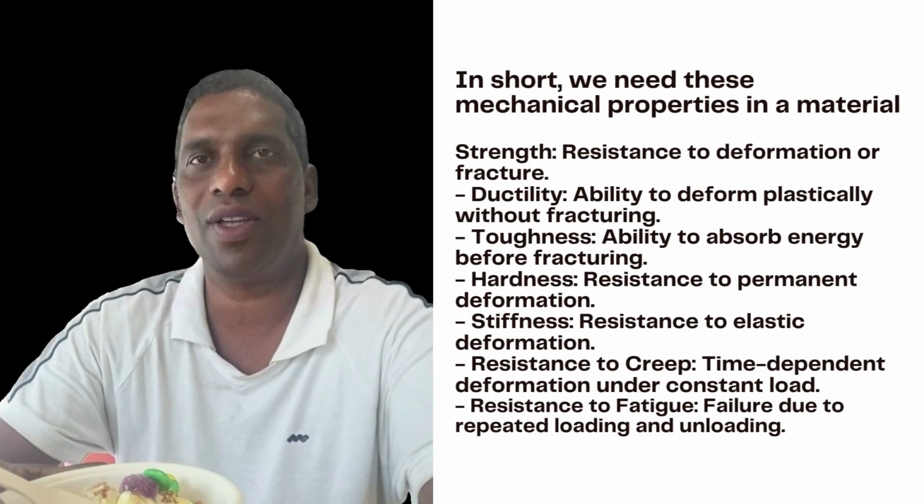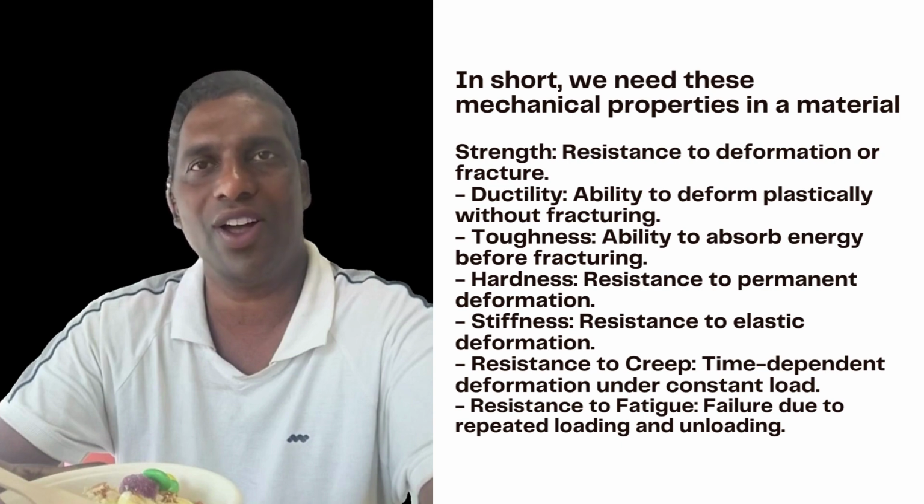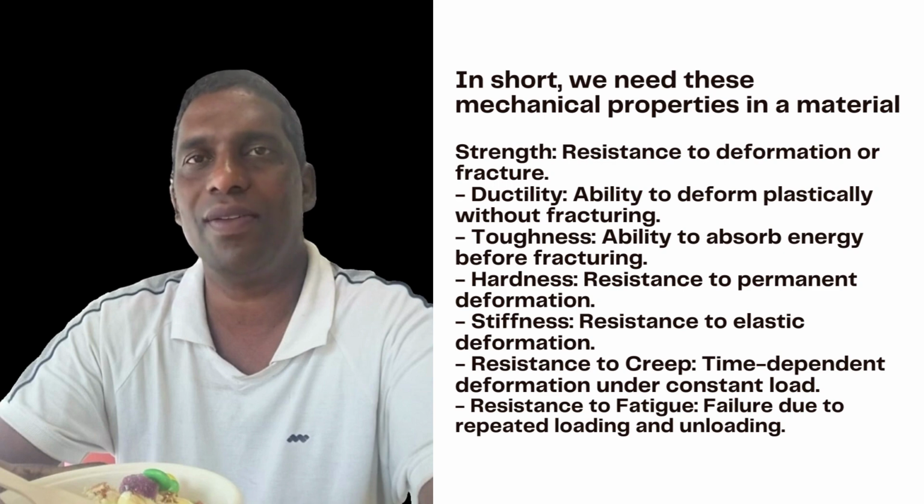What are we looking for in a material? Strength, this tells us how well a material can resist deformation or breaking under a load. Ductility, this shows how a material can bend without breaking. Toughness, this tells us how much energy a material can absorb before breaking.